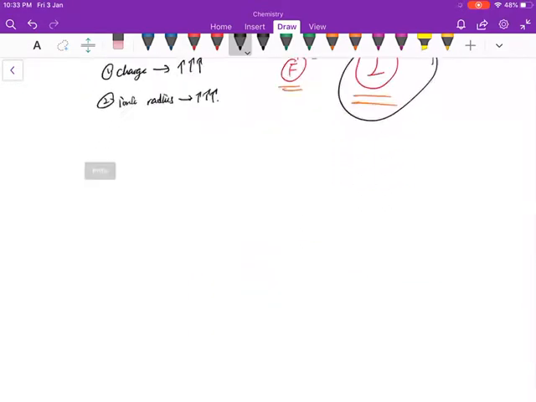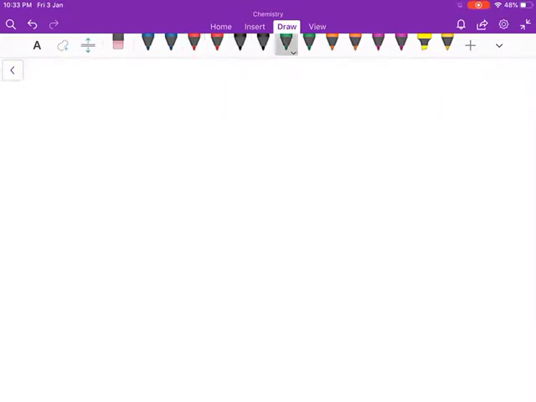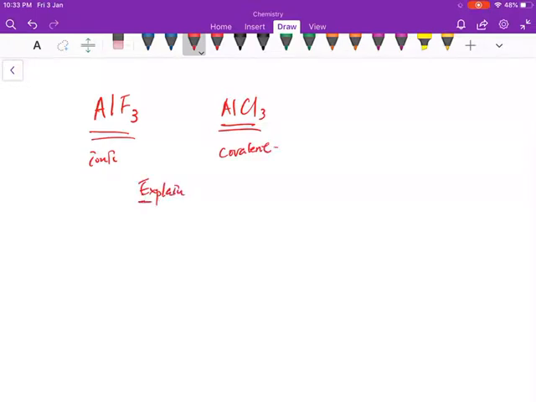And last but not least, I would like to finish off with a simple question that comes up frequently during exams. So they give you a scenario where a student has discovered aluminium trifluoride and aluminium trichloride. And they realized from their teacher that aluminium trifluoride is actually ionic and aluminium chloride is actually covalent. Explain. Well, you can try and do that yourself. Pause the video, and I'll talk about the answers later.